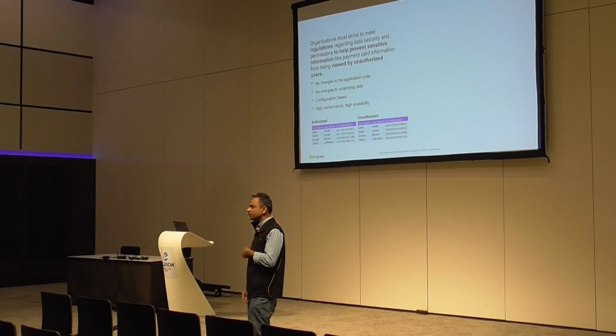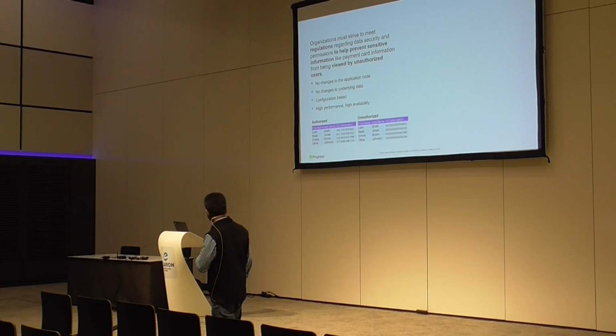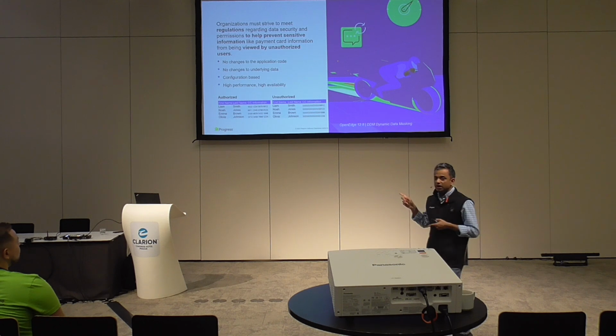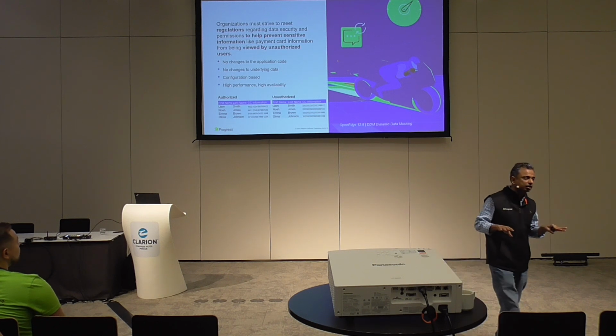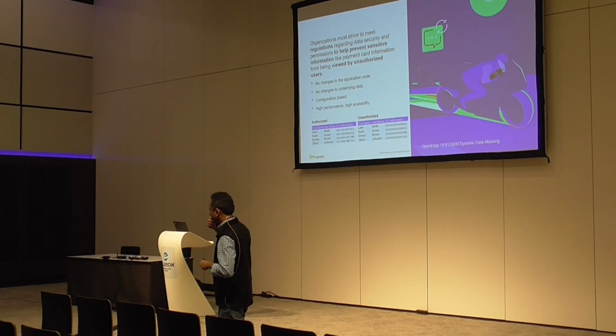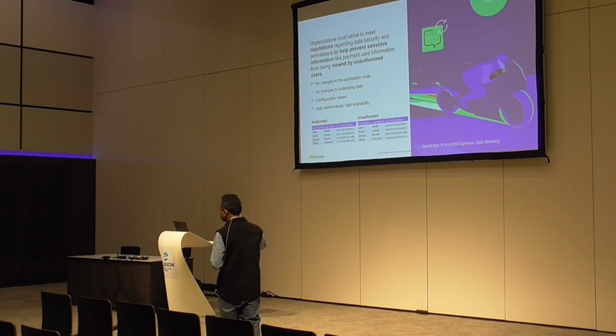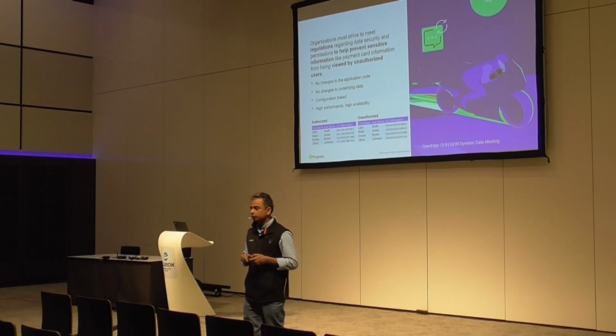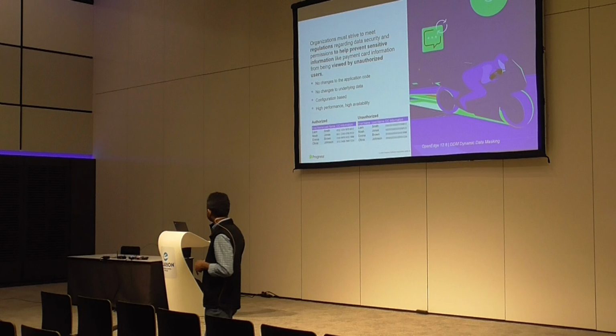Now, to fulfill this business requirement under these constraints, in 12.a we introduced dynamic data masking. Here, what we are coding is just the configuration. We are not changing any ABL code. Second, when we are projecting the masked data, we are not changing any underlying data in the database. So there are no application changes and no change in the database. That's why it meets the configuration requirement. The solution is configuration-based. What you are coding is just a configuration.